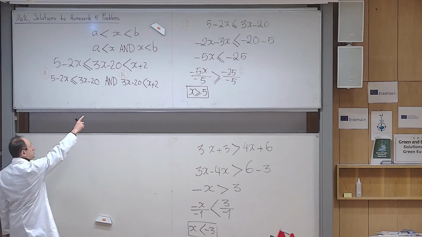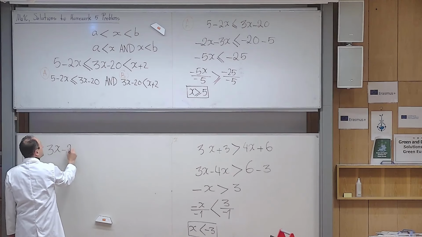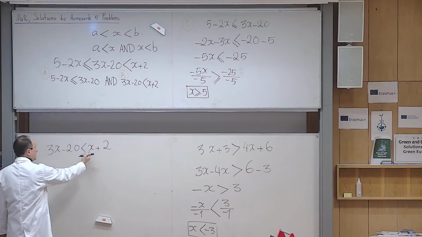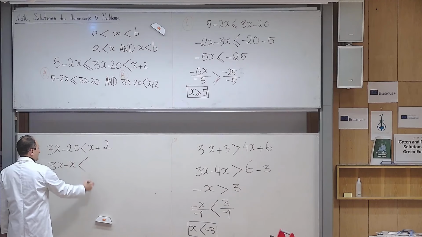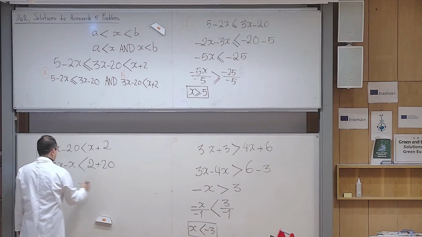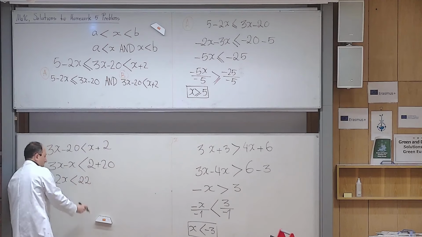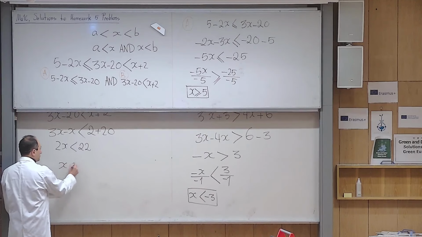Okay, so I will start from here. So 3x minus 20 is less than x plus 2. You know what to do again. So I keep 3x, I move x to the left. I keep the inequality, I keep 2, I move 20 to the right. This becomes 2x less than. And then this is even simpler. I just divide by 2. So there is no twist to the problem.